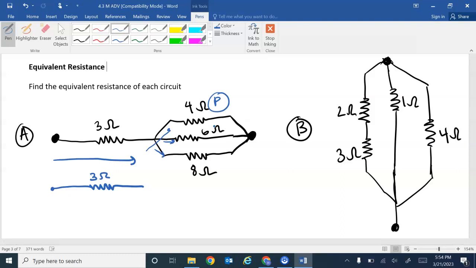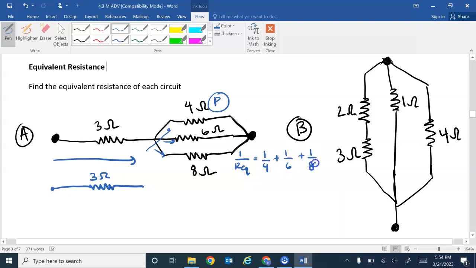So we're going to need to find the equivalent resistance of that part. We know that it's parallel, so we're going to use the rules for a parallel circuit. R equivalent for this parallel section is going to be 1 over 4 plus 1 over 6 plus 1 over 8. I just put these in my calculator, though you can use a common denominator, which is probably even better. I get 0.54 equals 1 over R equivalent.